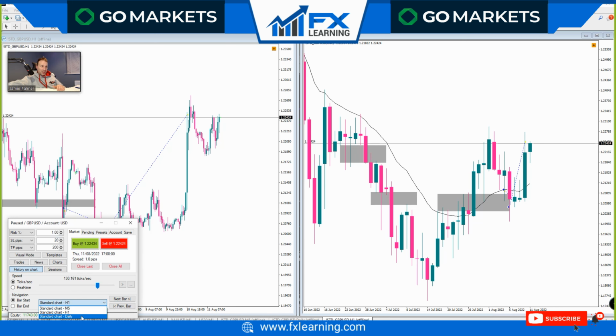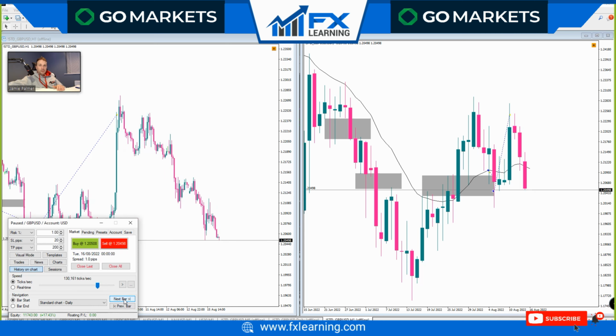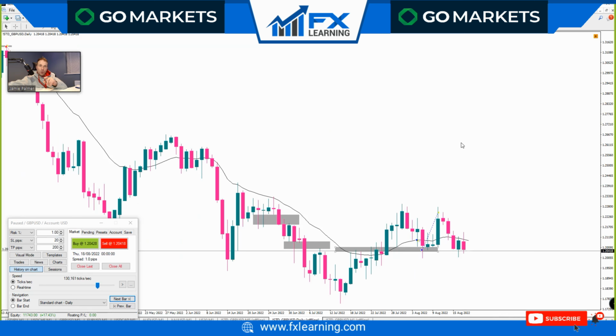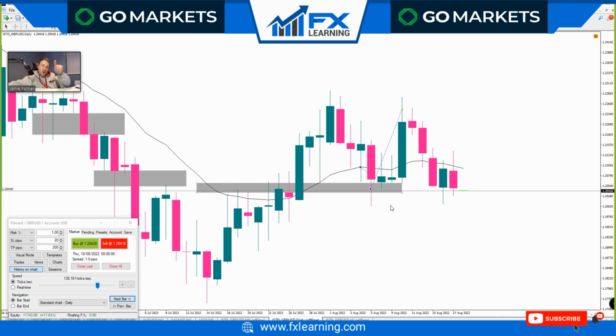Let's see what happens. I'll do it on the daily. Okay, no, it comes back down. But you see the difference? See the difference? So on the daily, we were looking for a break and retouch. See that? See the break and retouch? And notice how we came further into that level on the daily. See how we came further into that level.